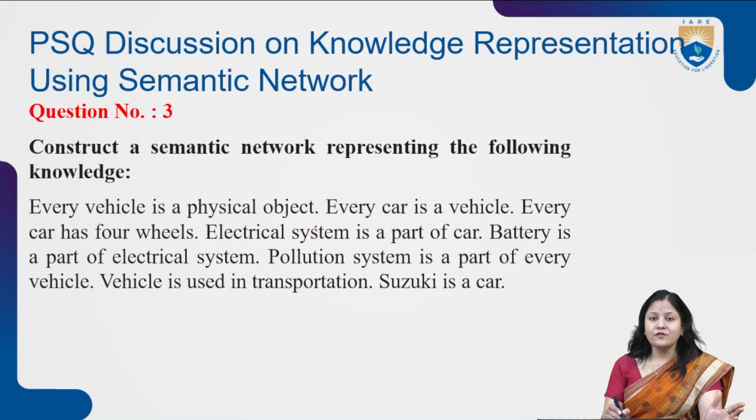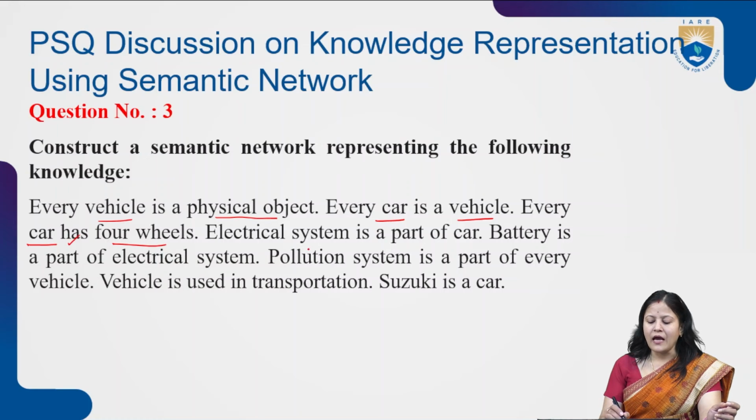So vehicle is a physical object. So physical object is a class. Even vehicle is a class. Every car is a vehicle. So car is a class, vehicle is a class. Here already we have created. Every car has 4 wheels. That is one property of the car. So car is the class, but 4 wheels is the attribute.